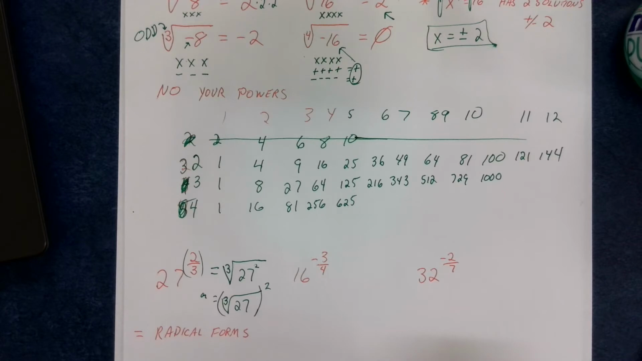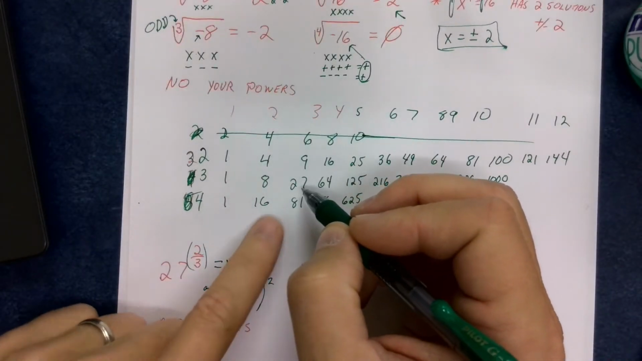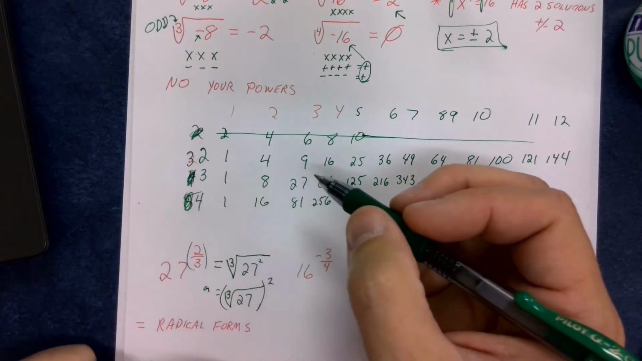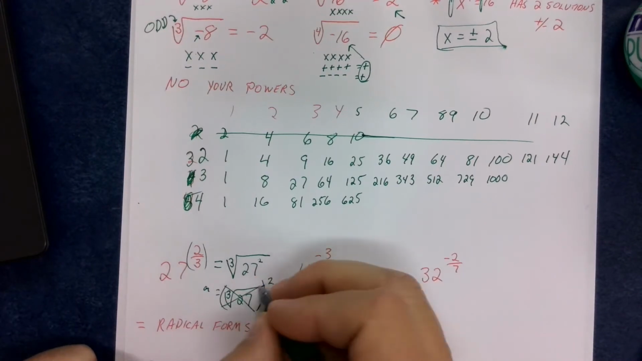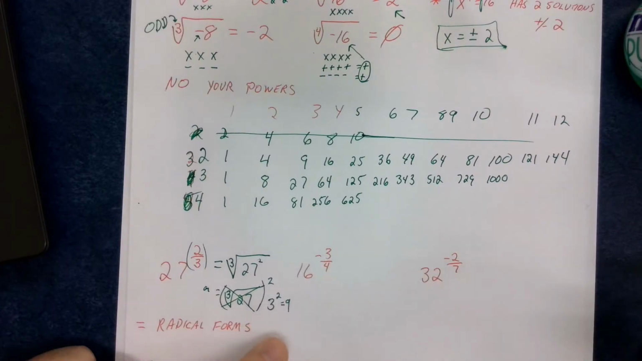So cube root of 27, ooh, look, there's 27 right there in my table. So the cube root of 27 is 3, because 3 times 3 times 3 is 27. So this part, the cube root of 27, becomes 3, so now I have 3 squared. And that's why that problem equals 9. Good deal, same thing our calculator told us.